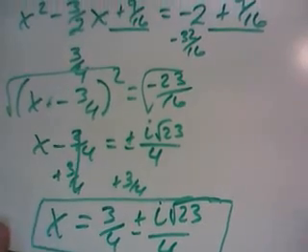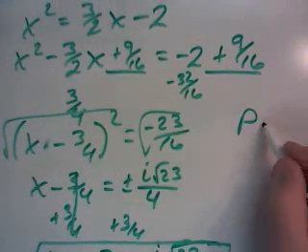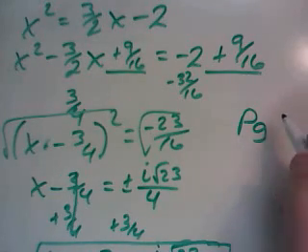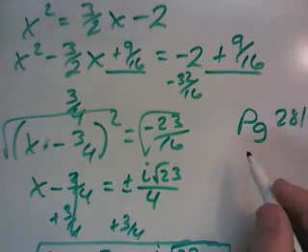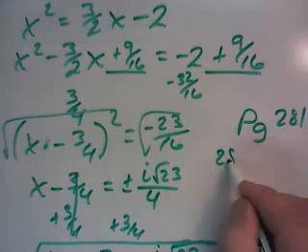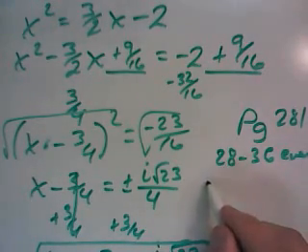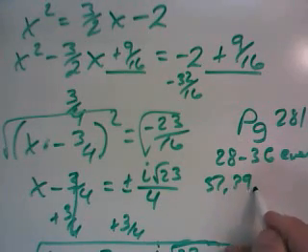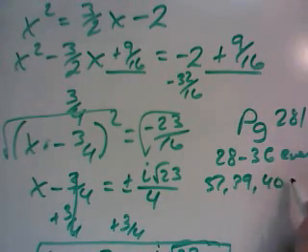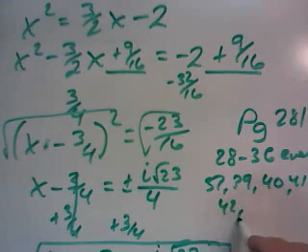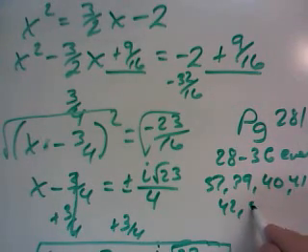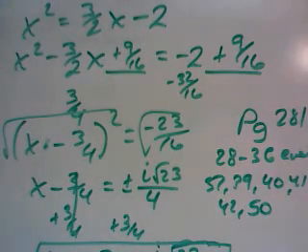So anyway, the homework assignment then that you can work on at this point is on page 281, and we're going to be doing numbers 28 through 36 even, and then 37, 39, 40, 41, 42, and 50.